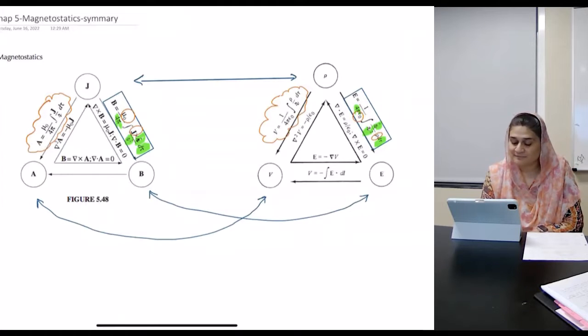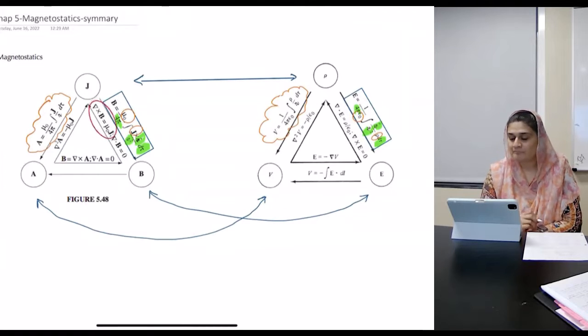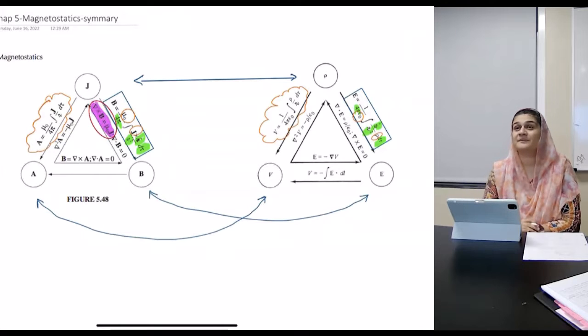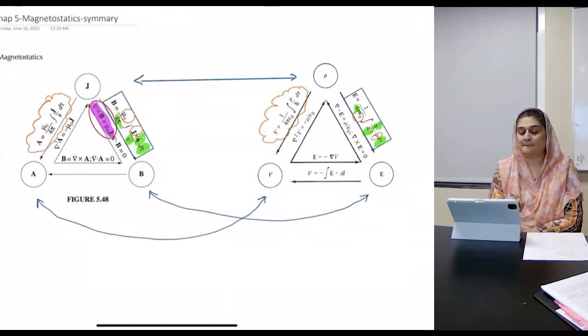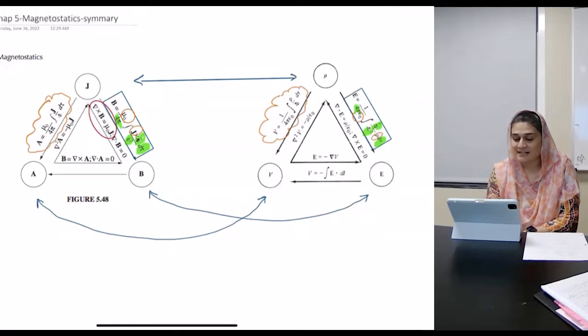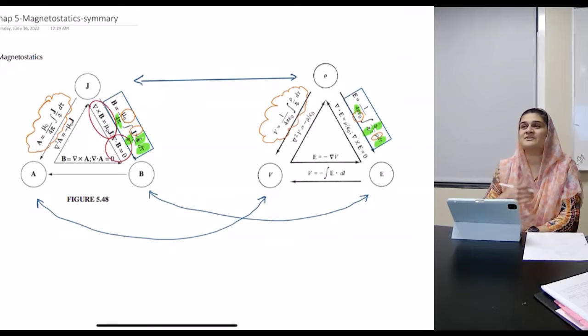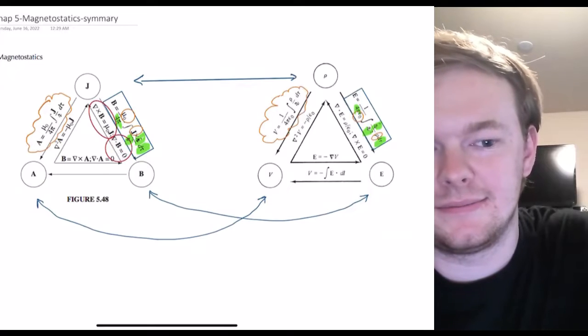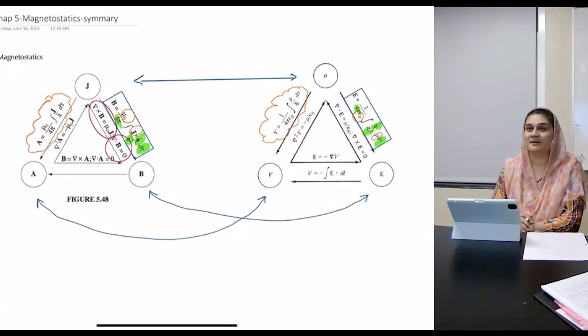What is this? What is that? Ampere's law. There we go. What is this? How would we say this? It's a divergence of B. Yep, equals 0. There we go.